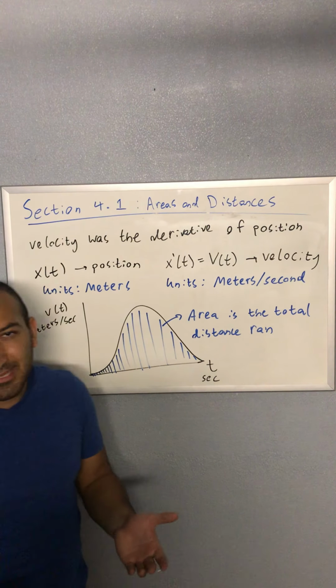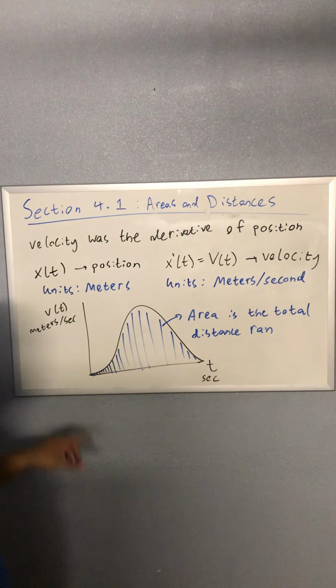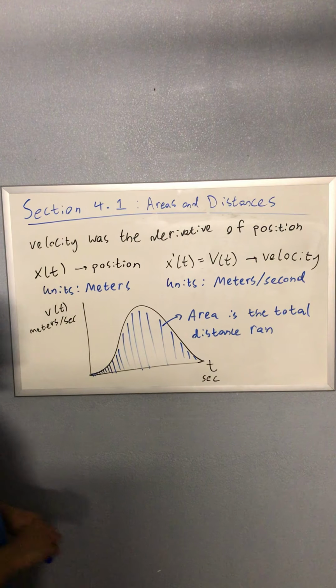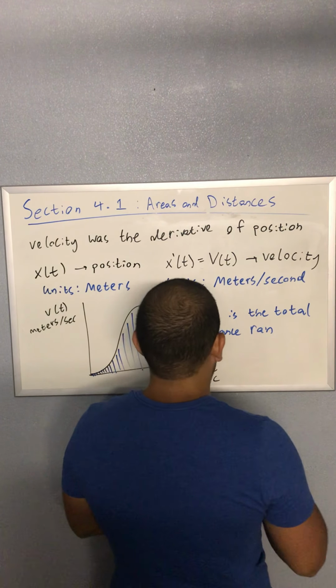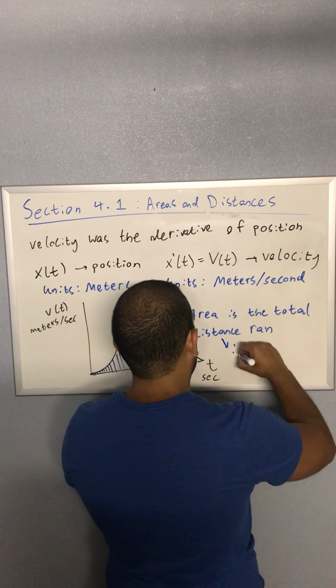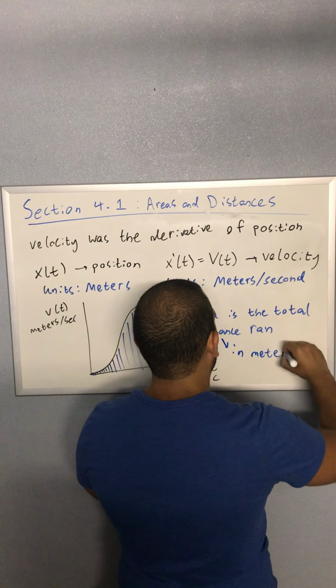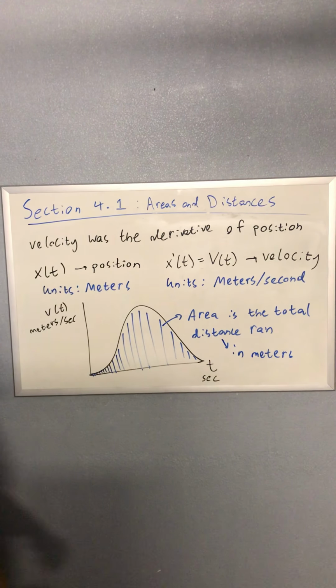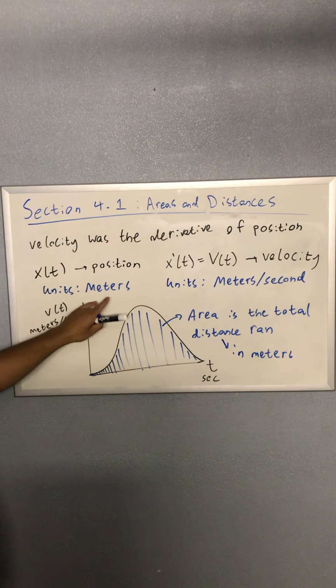And so what are the units? Well, the units are just meters, right? So the units are in meters. So notice again, this is undoing everything the derivative did. The derivative took us from meters to meters per second. The area under the curve, or the integral, or the antiderivative, is taking us back to meters.